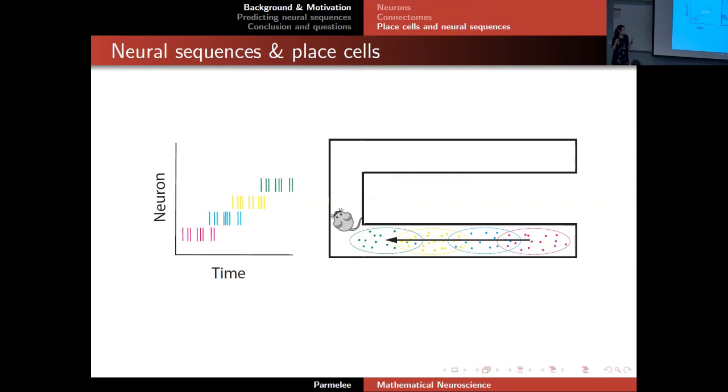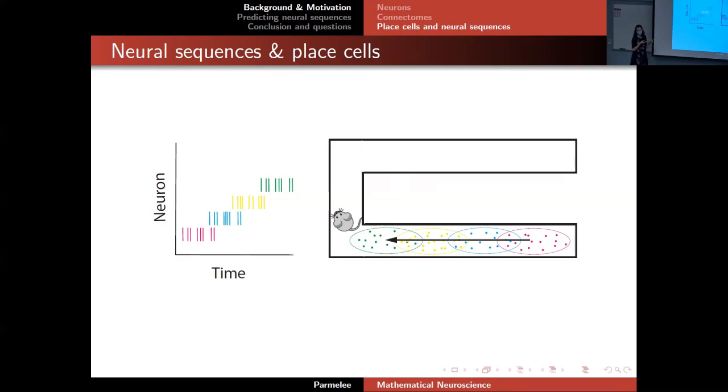If you had an animal in a maze, and this is just a cartoon, it's a very realistic looking mouse here. You're recording from the pink, blue, yellow, and green neuron. Say those circles are their spatial fields that they're coded to. When I'm at the end of the maze here, the pink neuron's firing. If I'm looking at a plot over time, at first the pink neuron's firing, then pink and blue fire together, and then blue and yellow fire together, and then yellow and green, and you see this sequence of neurons firing. So the pink, blue, yellow, green sequence.